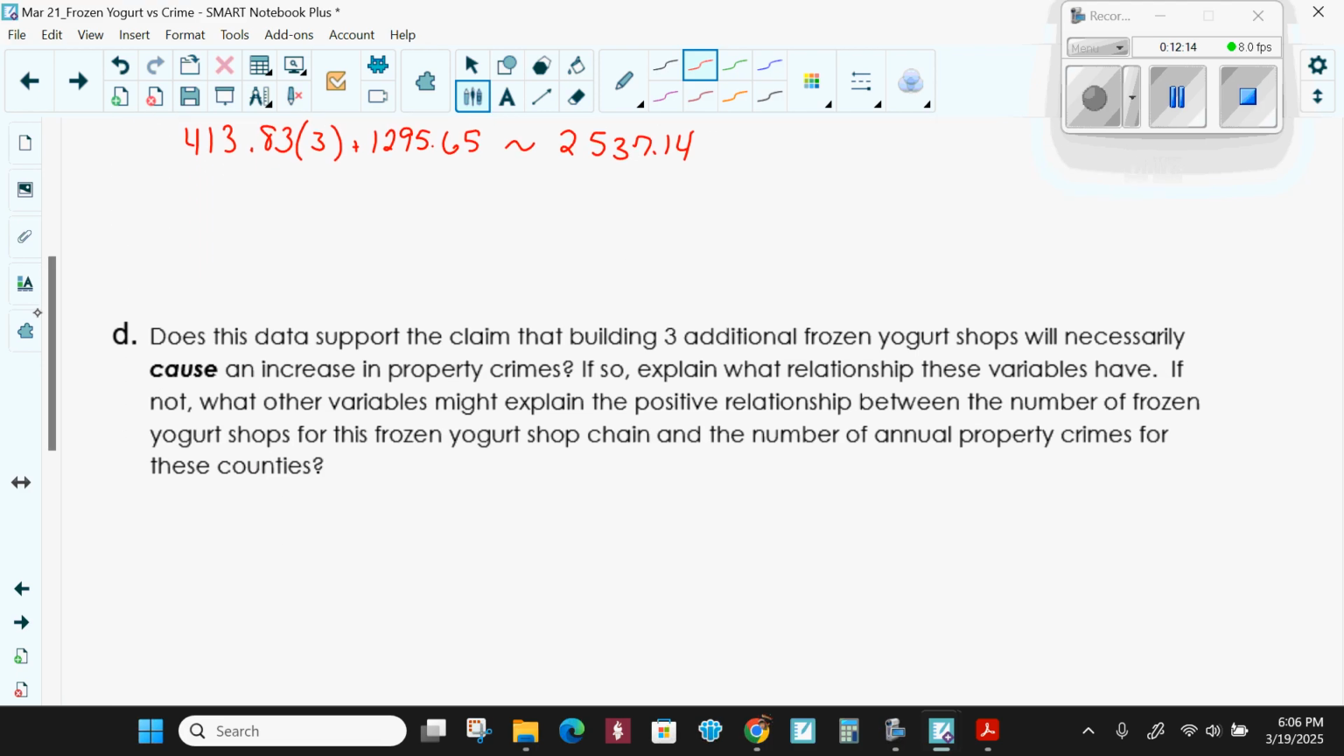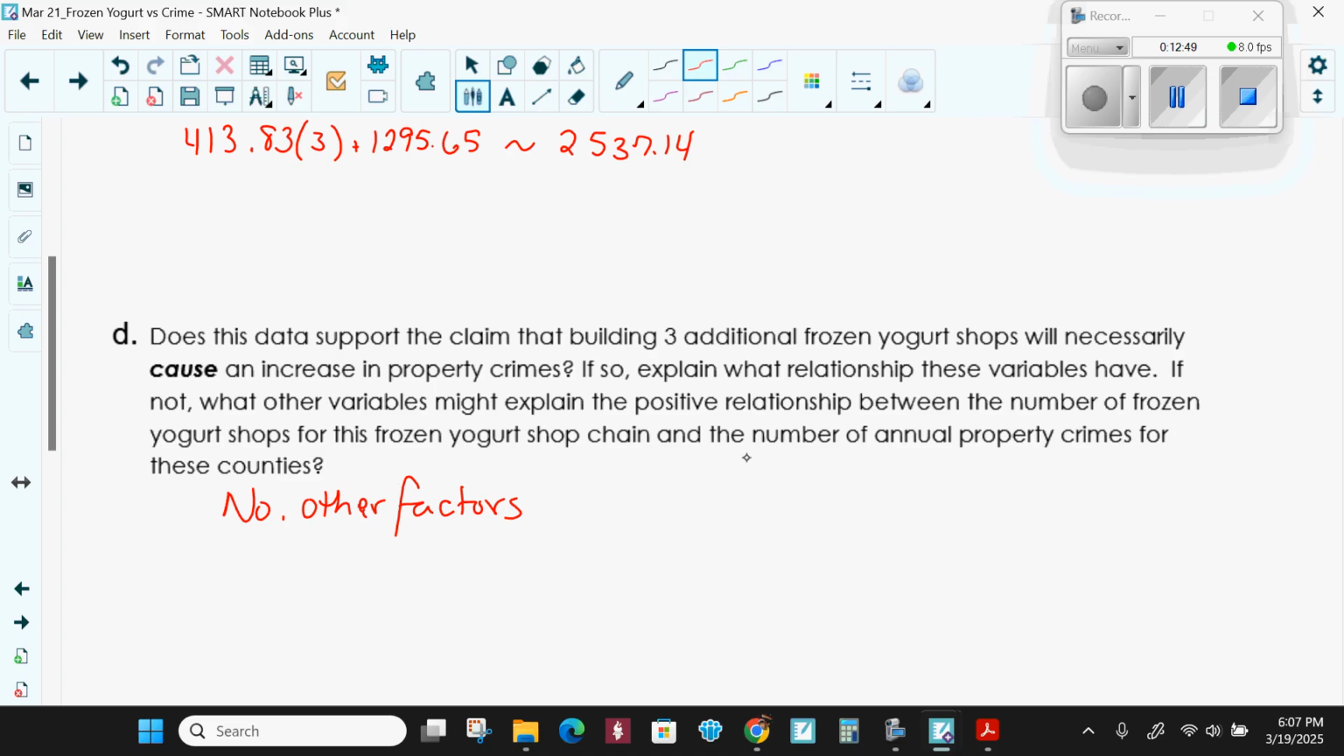Okay, does the data support the claim that building 3 will necessarily cause an increase in property crimes? No, because there are other factors in play that could be causing property crimes. Maybe more people are moving into the area. Maybe they don't have a large enough police force.